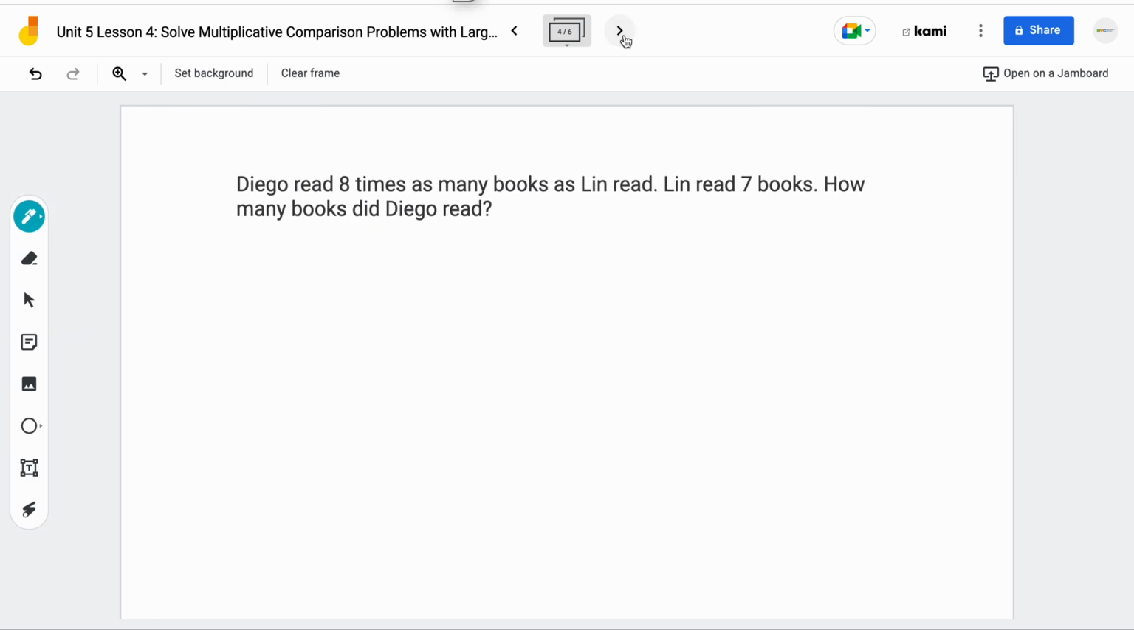All right, let's look at this problem here. Diego read 8 times as many books as Lynn read. Lynn read 7 books. How many books did Diego read? Okay, so the first thing we should do, let's draw a diagram. Okay, so it says Diego read 8 times as many books as Lynn read. So Diego's 8 times as many. Okay, so Diego, 8 times as many.